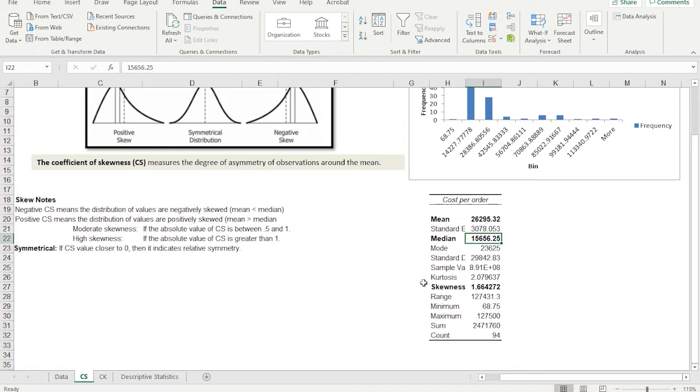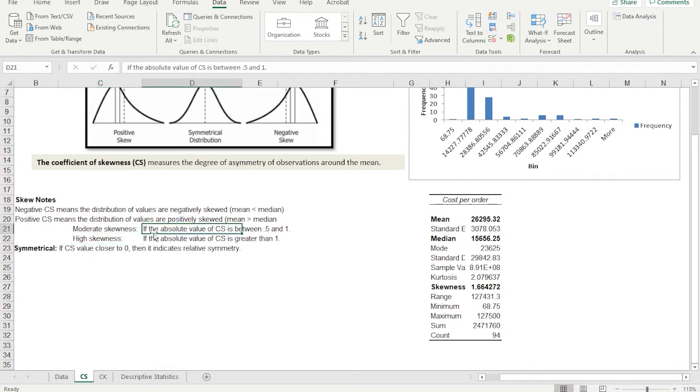So right now, what we're trying to focus on is, is it moderately skewed or is it strongly skewed? So looking at 1.66 and this legend that we have here. For moderate skewness, it says if the absolute value of the coefficient of skewness is between 0.5 and 1. And that's not our case. Our case is actually the next one down, where it says if the absolute value of the coefficient of skewness is greater than 1. So what we're saying here is that we have high skewness, a highly skewed distribution, and it happens to be a positively skewed distribution.